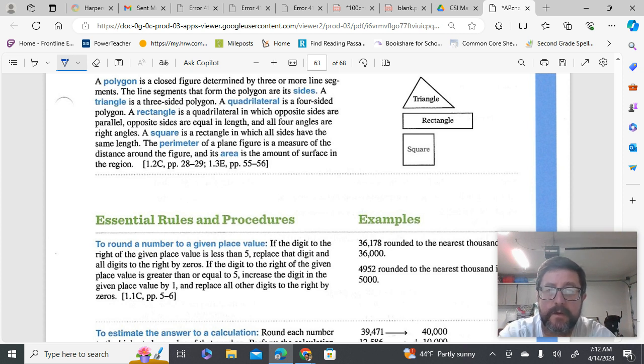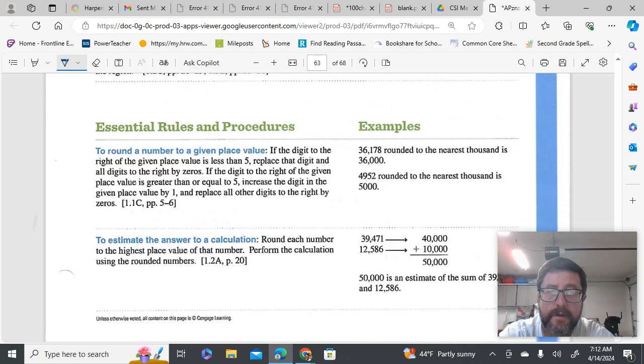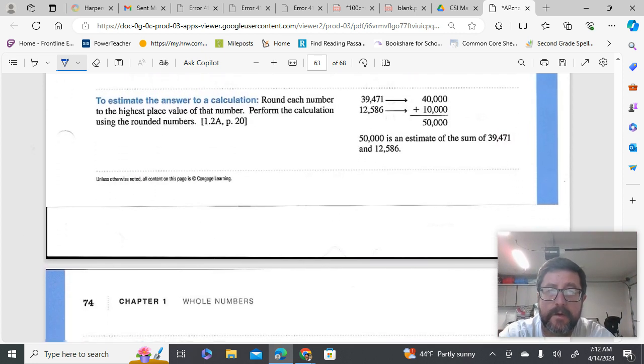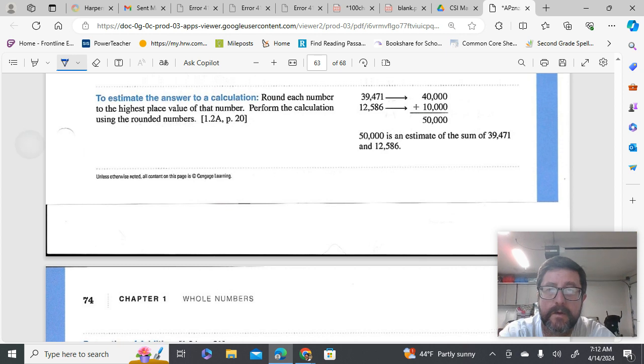Pause this and work on this. This is just a summary of what we've been studying. Okay. Pause it and do this. Again, it's asking estimate and round. If you've caught on to what estimating and rounding is, good.